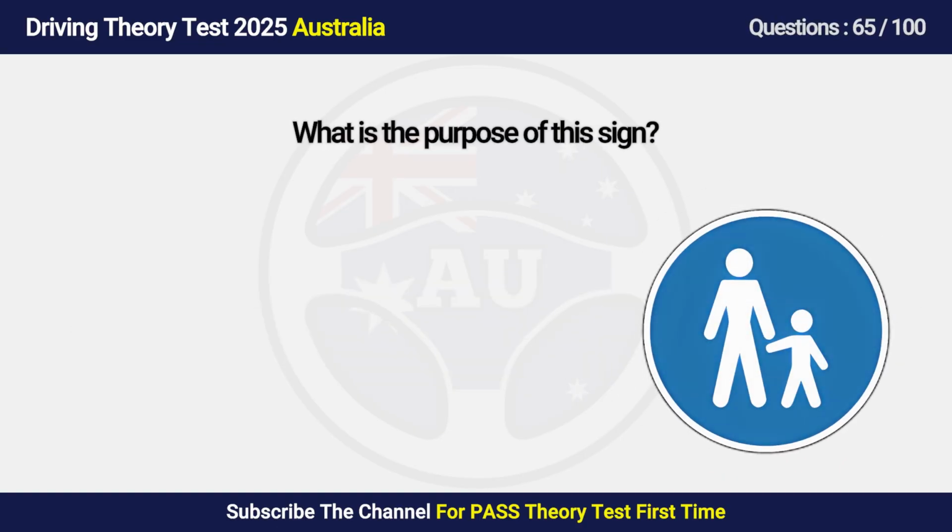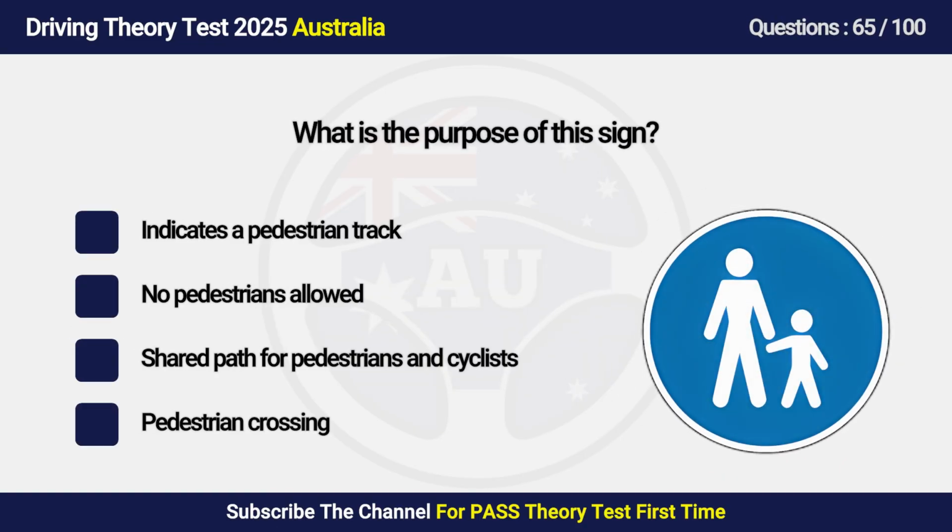Question 65. What is the purpose of this sign? A, pedestrian track. B, no pedestrians allowed. C, shared path for pedestrians and cyclists. D, pedestrian crossing.